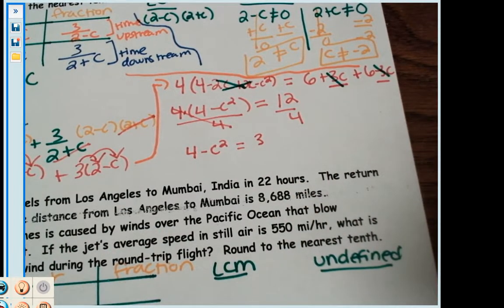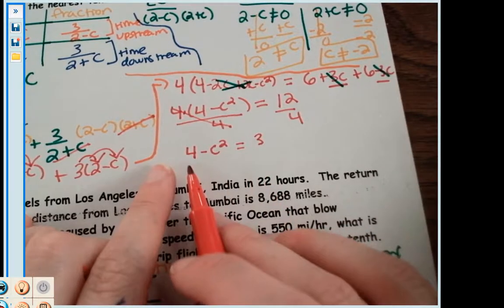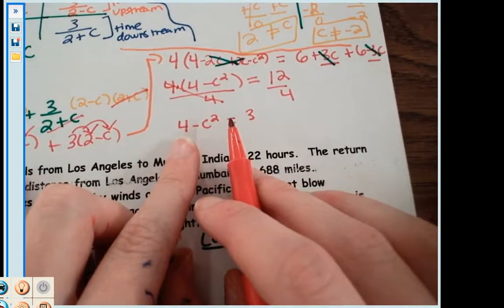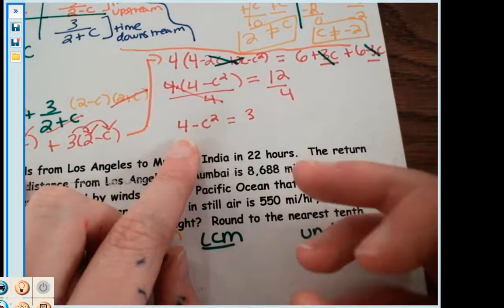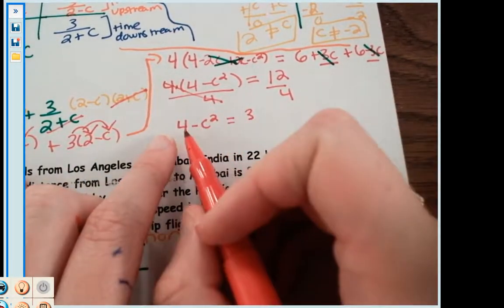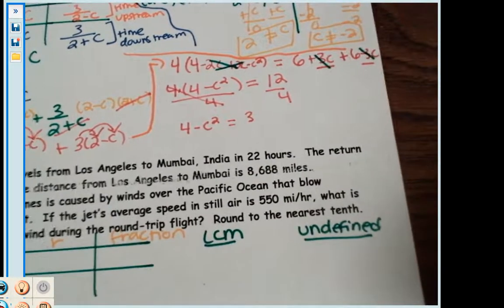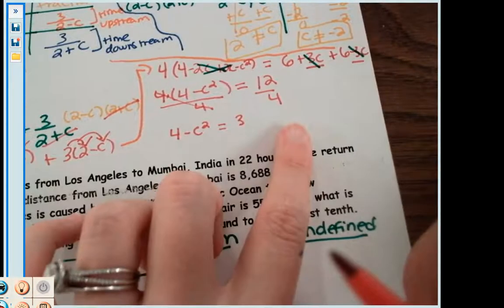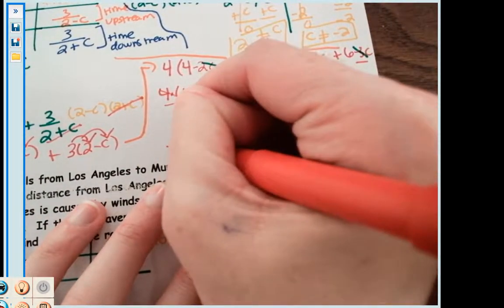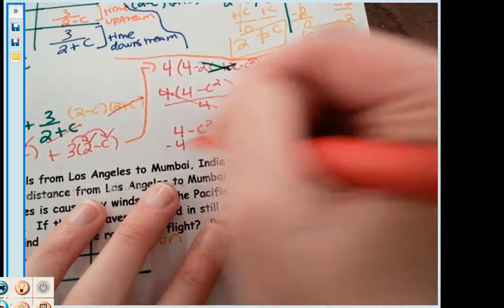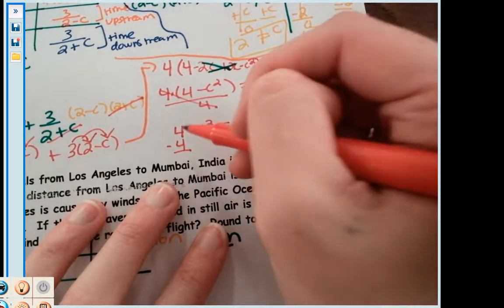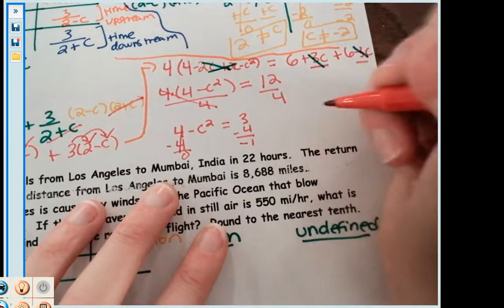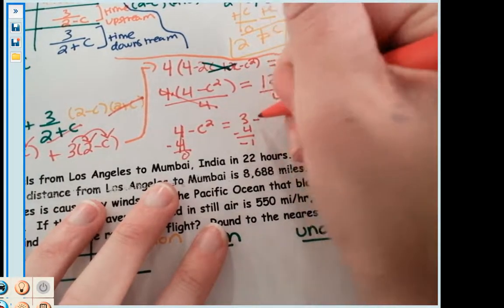All right, let's keep on going. So I'm going to bring my 4 to the other side. Let's just bring the 4 over. The opposite of positive 4 is negative 4, so I'm going to subtract that, which 4 minus 4 cancels, turns to 0, and 3 minus 4 is negative 1.